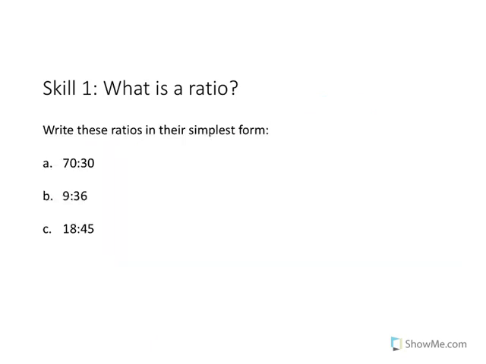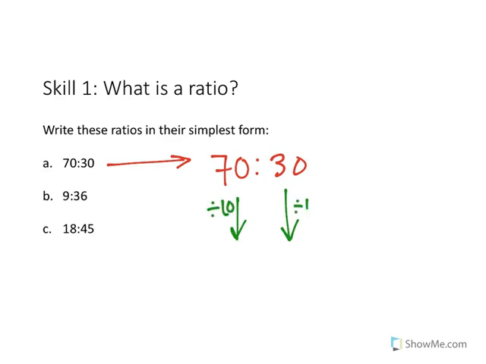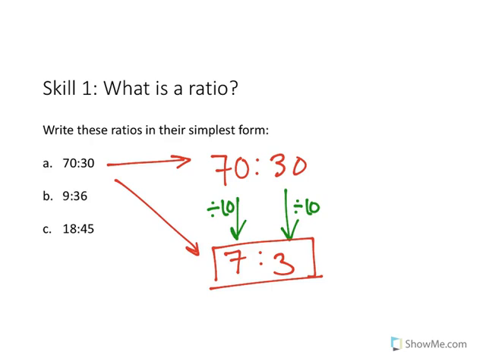Now ratios are somewhat like fractions in the way that they can be simplified. So if you have the ratio of 70 to 30, you can actually simplify it. Now, if we look at 70 and 30, we know that we can divide by 10 because they both end in zeros. So 70 divided by 10 makes 7. 30 divided by 10 makes 3. And that's the smallest this ratio can get. So the ratio 70 to 30 simplified is 7 to 3.